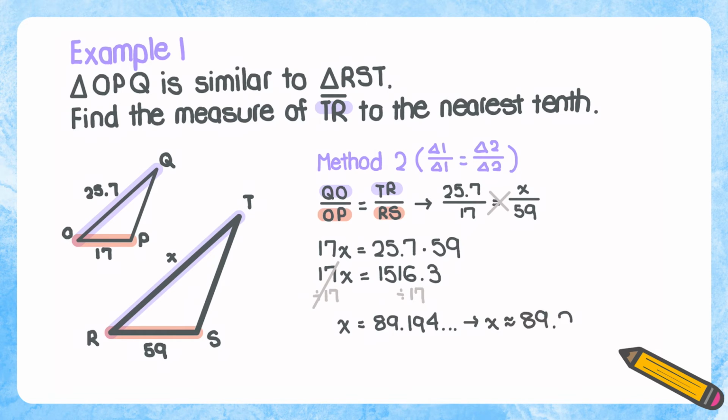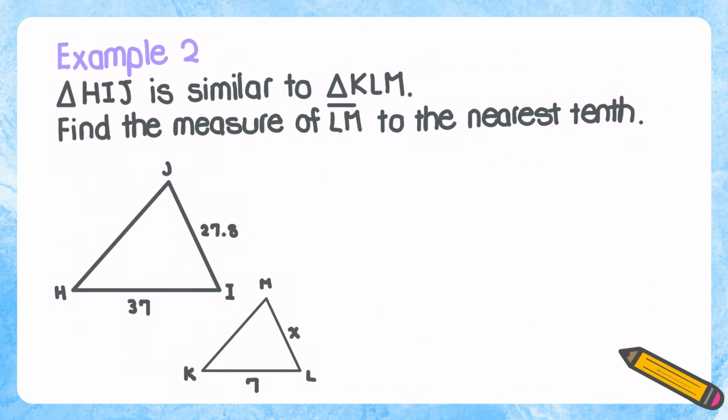So even though the original proportion was different, notice how once we cross-multiplied, we had something very similar to earlier. And we were able to end up with the same answer where x is approximately 89.2. So for this example, I used both methods. Again, when you're working through practice problems on your own, feel free to use whichever method you prefer. For our second example, triangle HIJ is similar to triangle KLM, and we're going to find the measure of side LM to the nearest tenth.